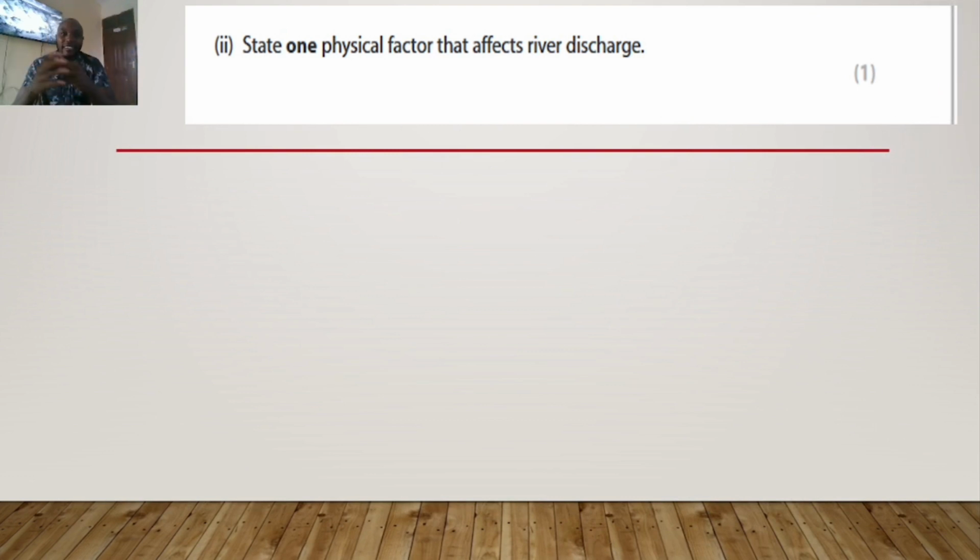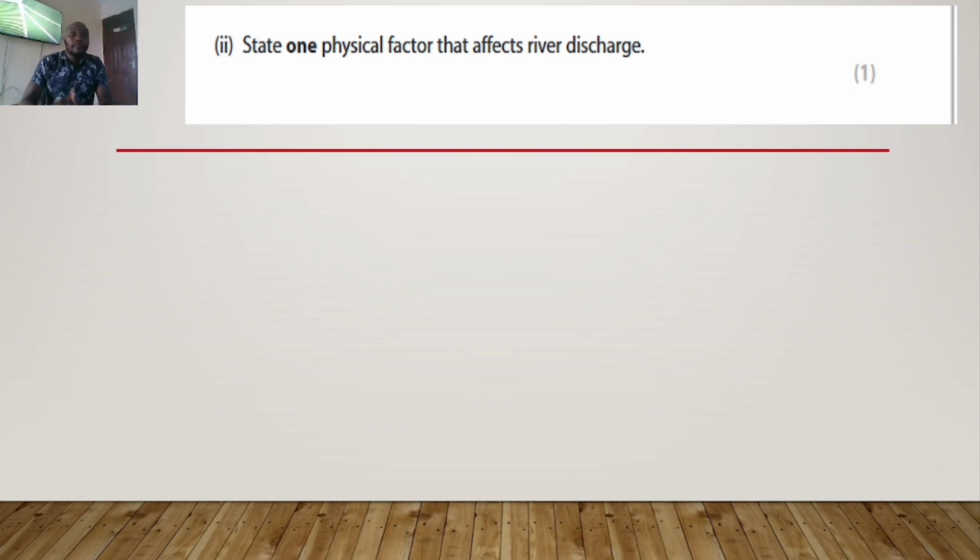Then we go to: state one physical factor that affects river discharge. Physical factor that affects river discharge. State one physical factor that affects river discharge. What do you think? Any factor that you think is physical. Don't talk about human factors. No, talk about the physical factors. Okay, the natural factors. What do you think?